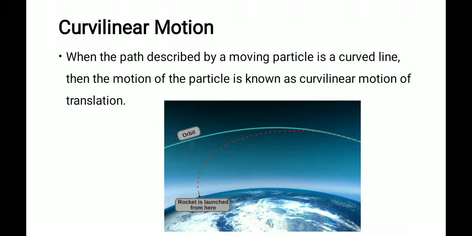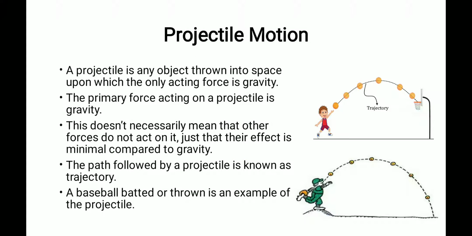For example, a rocket propulsion. When a rocket is propelled from the earth, it takes a curved path to reach its position. So this type of movement, the movement taking place in a curve. The path described by the moving particle is a curved line, then it is known as curvilinear motion. So projectile motion is one of the examples of curvilinear motion.